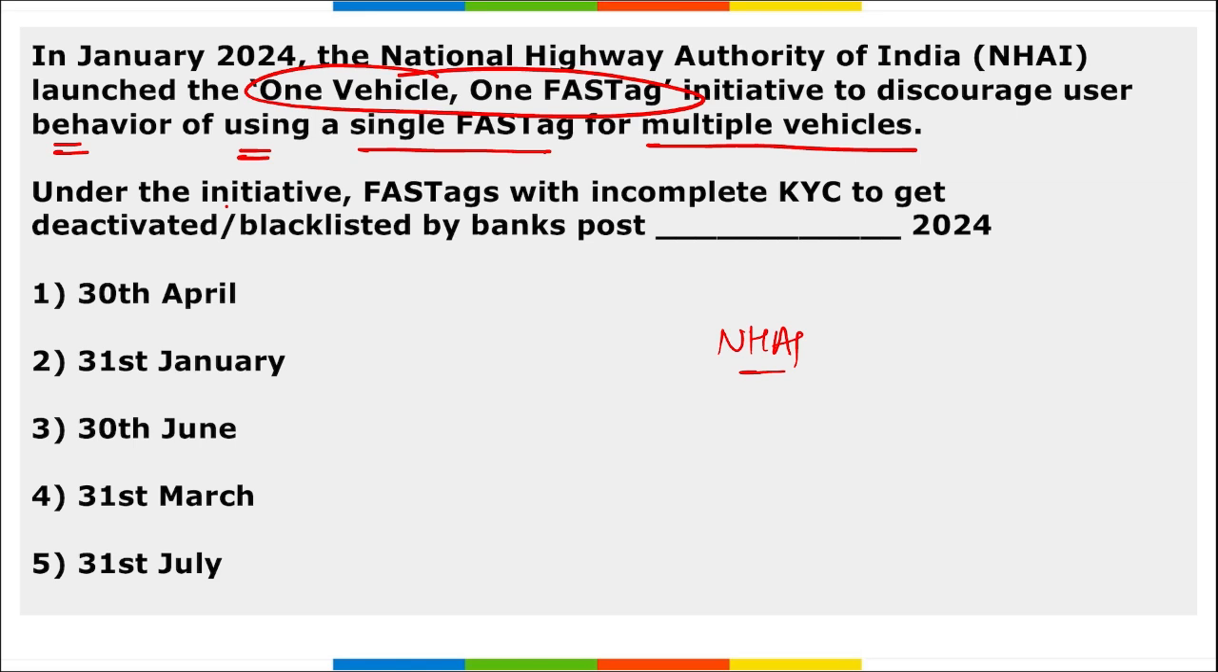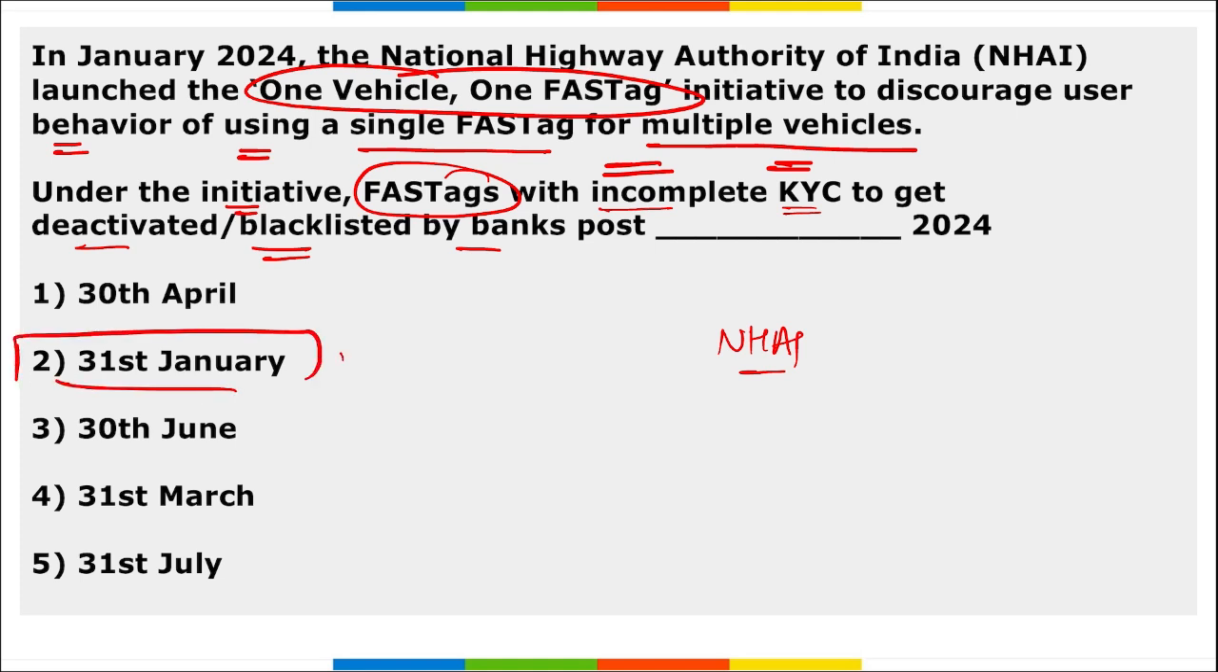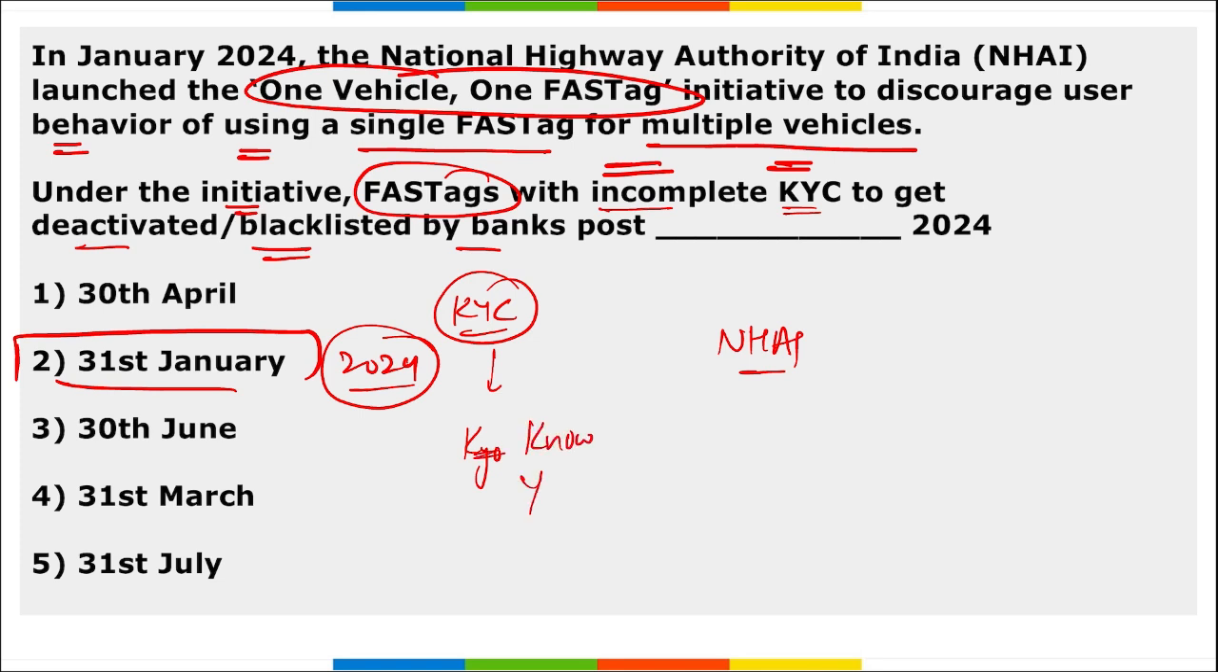Now the question asked here is that under this initiative, Fastags with incomplete KYC will get deactivated or blacklisted by banks post which date? All the Fastags that have incomplete KYC will be deactivated and blacklisted by the banks post 31st of January 2024. And what is KYC? Know Your Customer. So if any Fastag has no KYC, that Fastag will be deactivated.